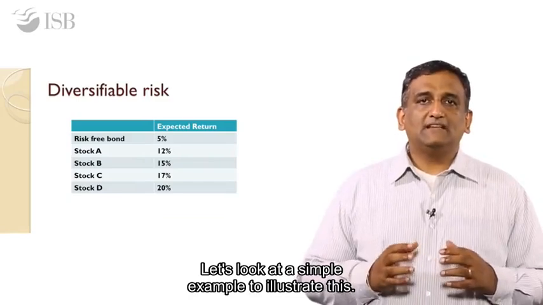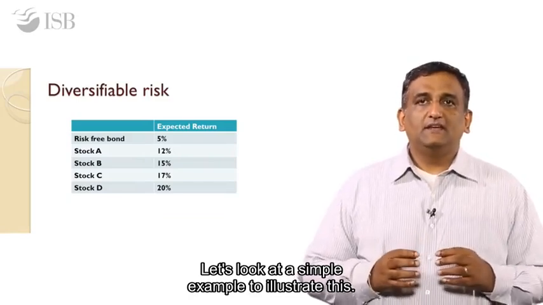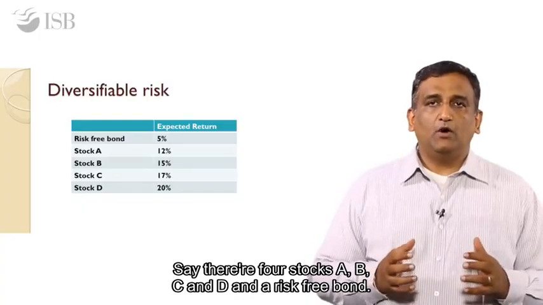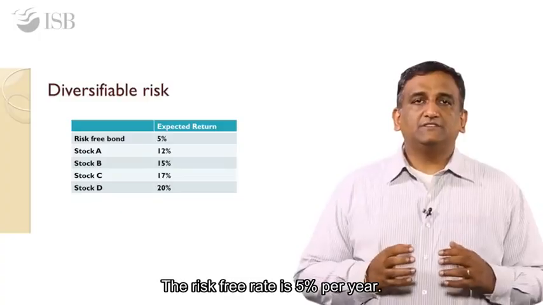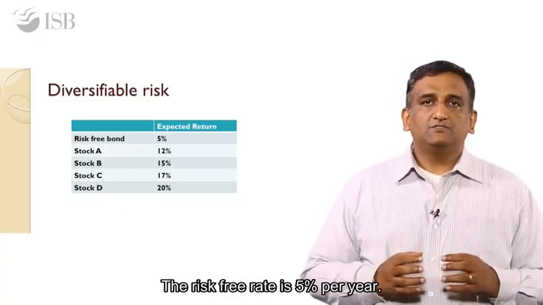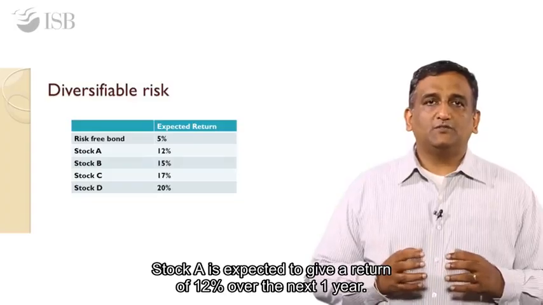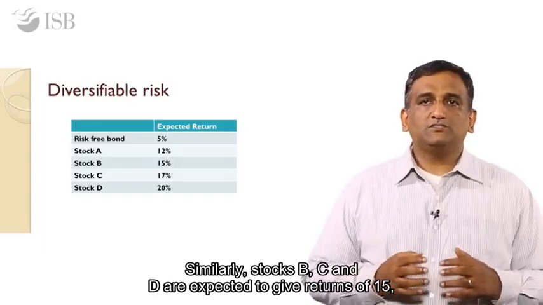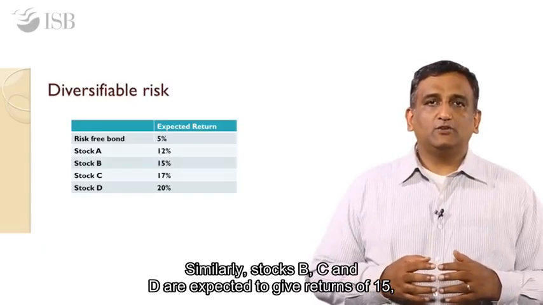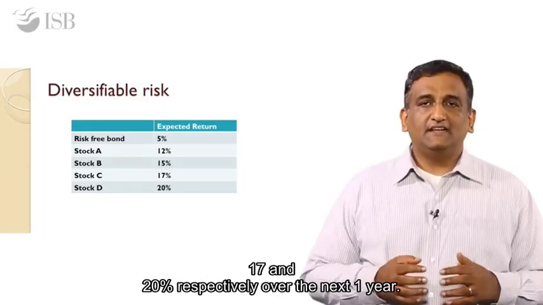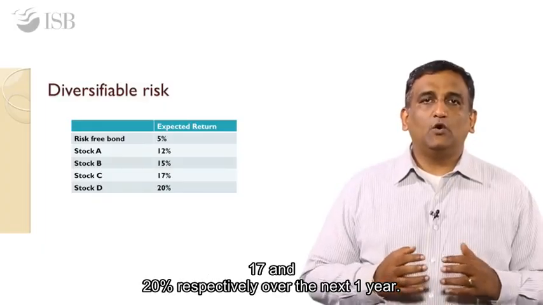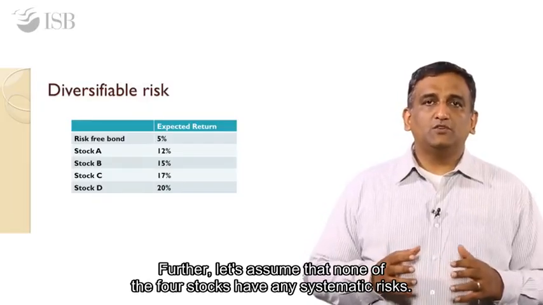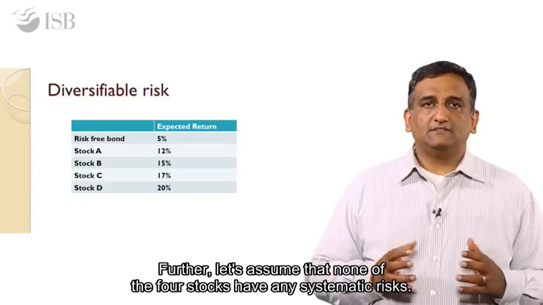Let's look at a simple example to illustrate this. Say there are 4 stocks A, B, C and D and a risk-free bond. The risk-free rate is 5% per year. Stock A is expected to give a return of 12% over the next 1 year. Similarly, stocks B, C and D are expected to give returns of 15, 17 and 20% respectively over the next 1 year. Further, let's assume that none of the 4 stocks have any systematic risk.